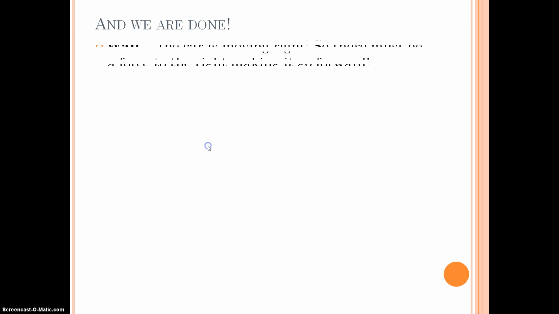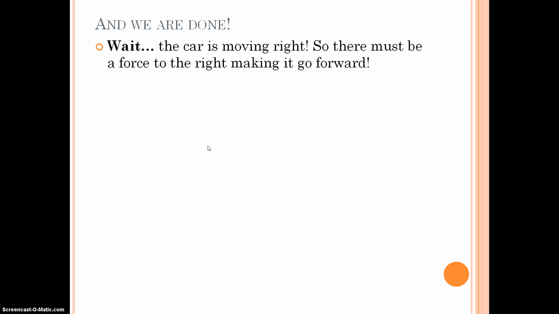And we're done. Wait, what? The car's moving right, dude. There must be a force to the right making it go forward. Nope, nope, nope.